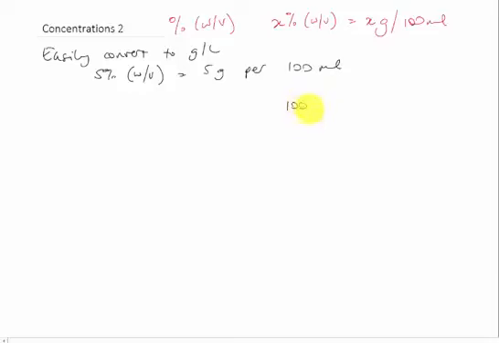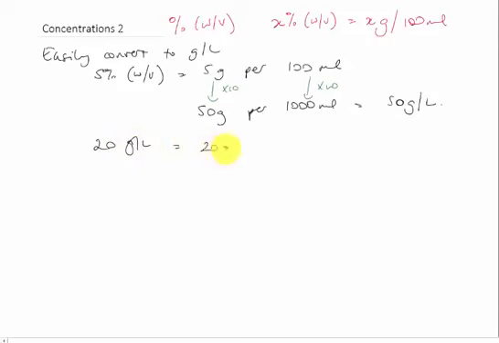So if we don't want 100 mils, we want 1,000 mils, then this is 10 times bigger volume. So that means there's 10 times more stuff in that volume. So we times this by 10 as well. So that gives us 50 grams for every 1,000 mils. So that's 50 grams per litre. Easy enough, I think.